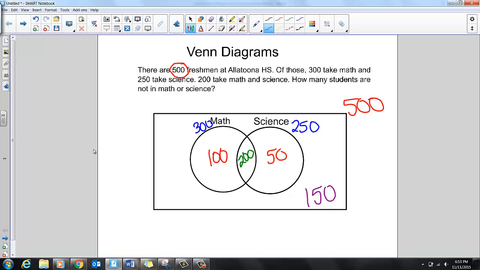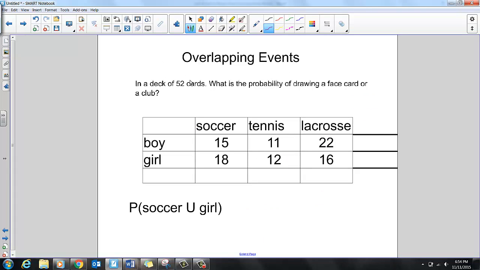Okay, so if it was asking for a probability, I would say 150 out of 500 do not have math or science. So that's how we would construct a Venn diagram. Always start from the inside and work your way out. Okay? Next topic, overlapping events.